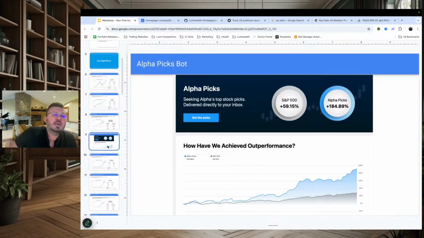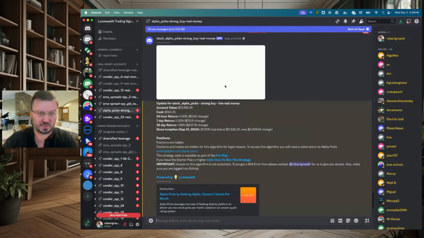Here's another bot. This is our Alpha Picks bot. Okay, this one is one of my favorites, and I'm actually planning to put in a heck of a lot more money into this. Right now, I think I have something like 10 or 15K in this. Let me show you. This is what it looks like.